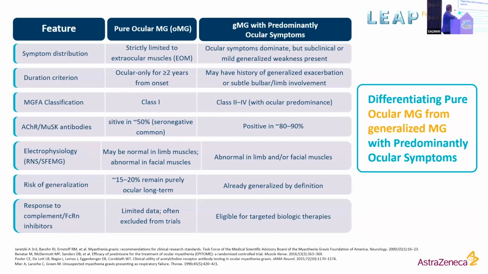So how do we differentiate patients with pure ocular from generalized myasthenia? I rely a lot on history and asking the patients questions. I think most of the patients who present with ocular symptoms are in fact generalized, a subtle, subclinical generalized myasthenia who have ocular symptoms, and eventually they will generalize within 1 to 2 years.